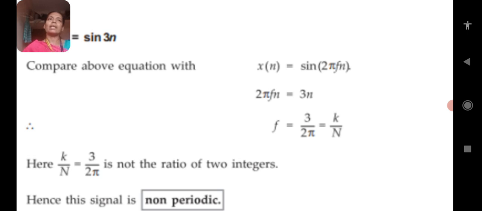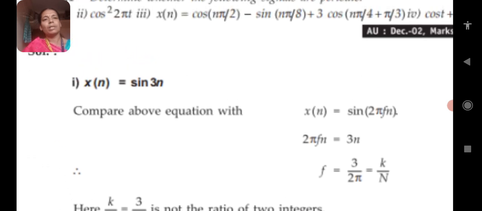Why? Because in the expression f is equal to k by N, if the representation contains the irrational number pi, then it cannot be a ratio of integers. Therefore, the given signal is non-periodic. A signal can be decided to be periodic if the final expression contains integers. If there is any irrational number, then it can be easily concluded as a non-periodic signal. This is a simple example.